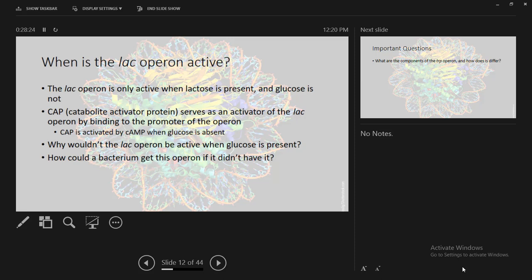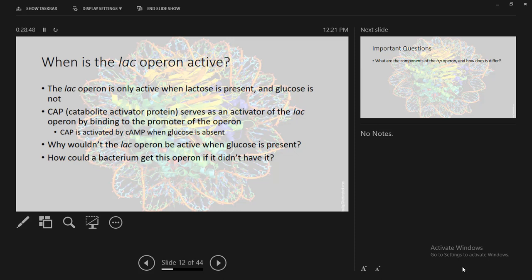So now this one is an interesting question. This operon really has 4 genes: the 3 genes that are actually part of the operon, plus that 4th gene that codes for the repressor, right? That turns it off. And so the question you have is this: how do you develop this operon if you don't already have it?